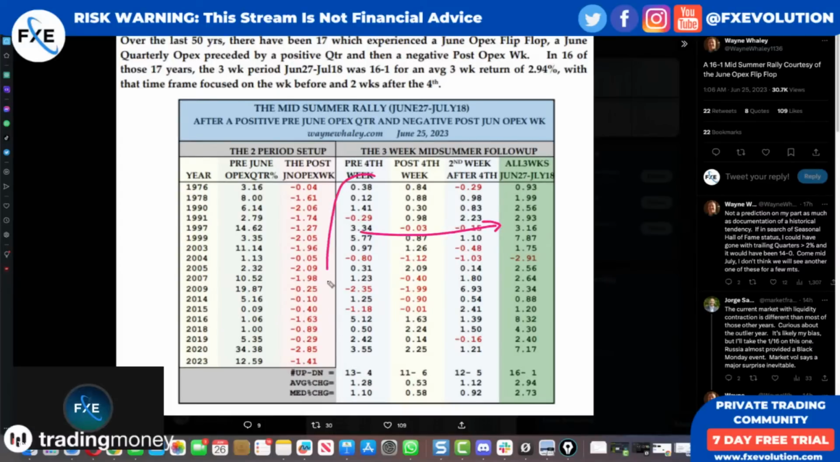Now, that doesn't mean that this week can't be negative. In some aspects, in fact, we had negativity either this week or the week after. But the sum of the next 3 weeks, traditionally, was, generally speaking, a positive sign. 16 up, 1 down in these situations.